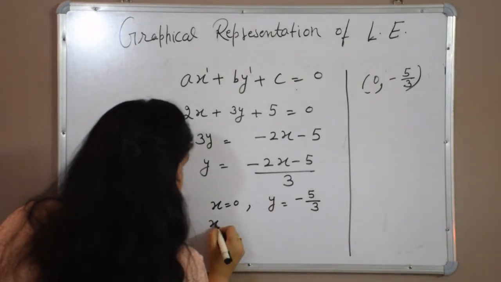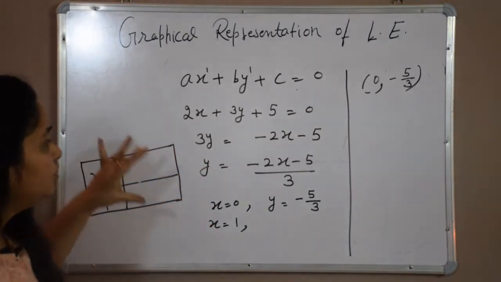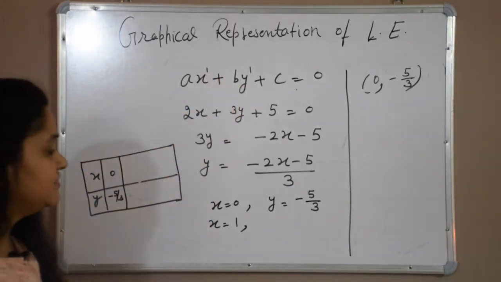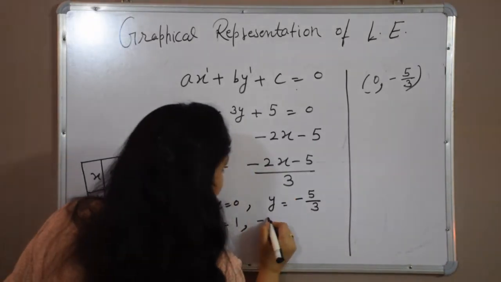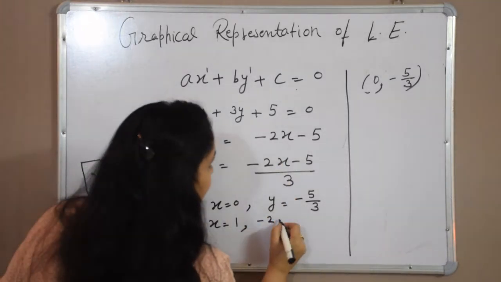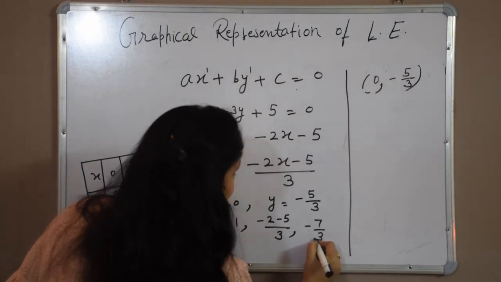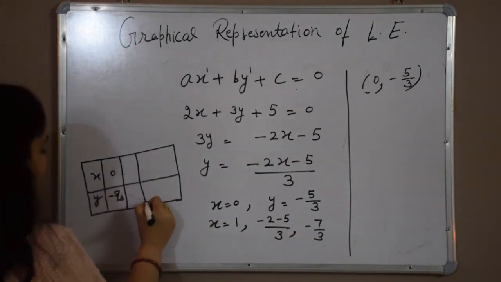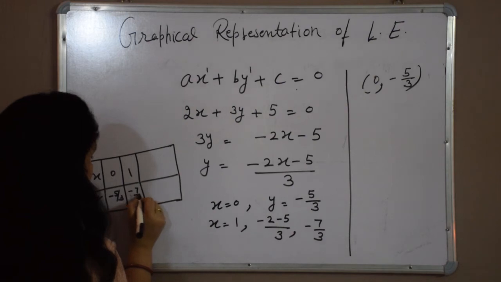Now I will choose x is equal to 1. I am telling you how we can find the solutions of the given linear equation in two variables. When I am taking x as 1, here I will put minus 2 into 1, minus 2 minus 5, divided by 3, and it becomes minus 7 by 3. So when x is 1, here in the table I am writing x, y. These are the values of x, and accordingly we are getting the values of y. So y here becomes minus 7 by 3.